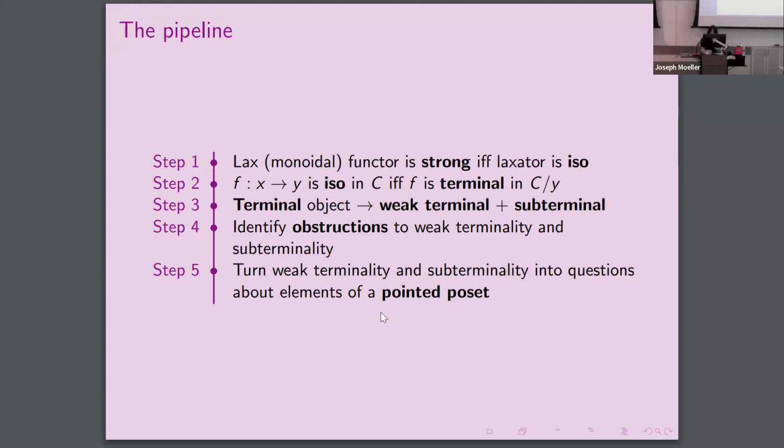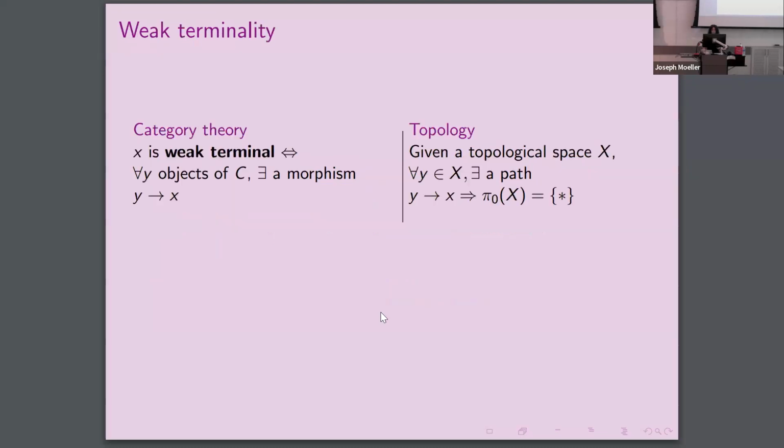And we'll see what this all means in a second. So first of all, a bit of intuition. If you look at the definition of a weak terminal object, you could say that it's an object such that it's reachable by any other object in that category. So in the sense that there always exists a morphism that goes to that object.